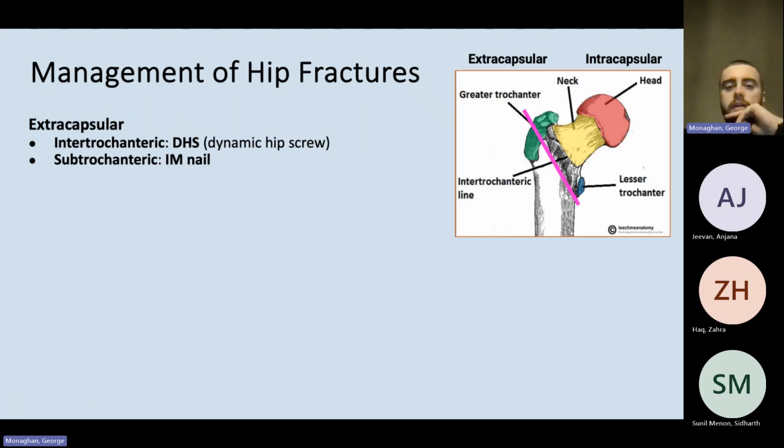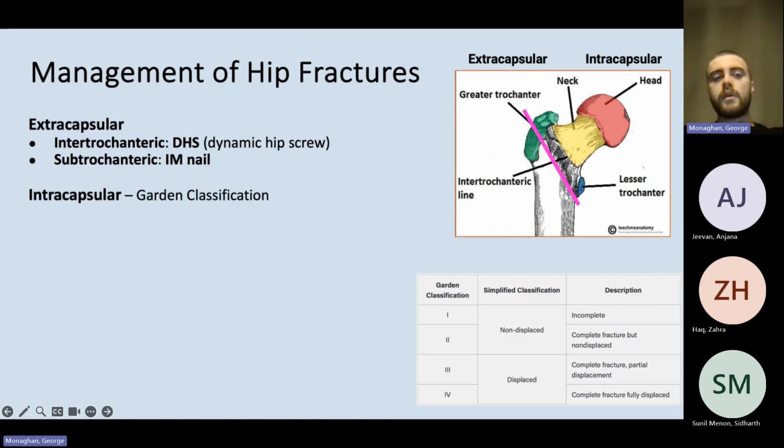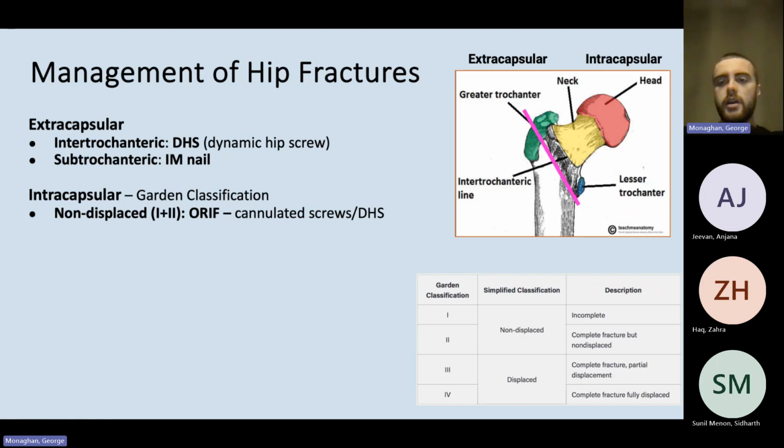So an intertrochanteric fracture would be a dynamic hip screw, and a subtrochanteric is an intramedullary nail. And these managements are just things they need to commit to memory, really, because they can come up in SBAs, and it is probably one of the more common questions that you can get asked in the ortho module in an SBA, along with the Garden classification, which we're going to talk about later on as well. And that is for intracapsular fractures.